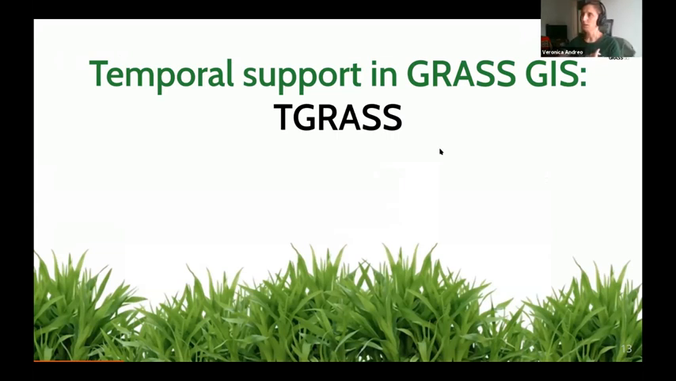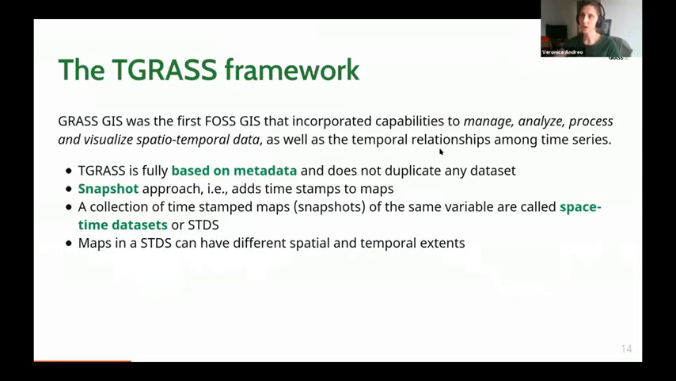Now, having finished with the general introduction, let's move to the temporal support in GRASS, which is what we will be using to process some data and then move to R. So GRASS was the first FOSS GIS that incorporated these capabilities to manage, analyze, and process spatiotemporal data, as well as the relationships between them.